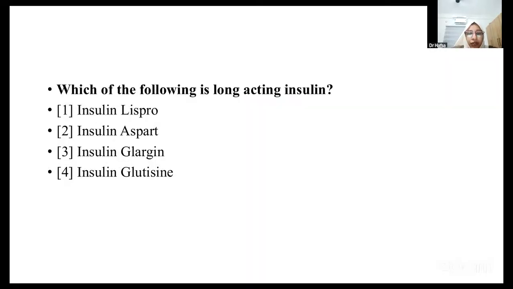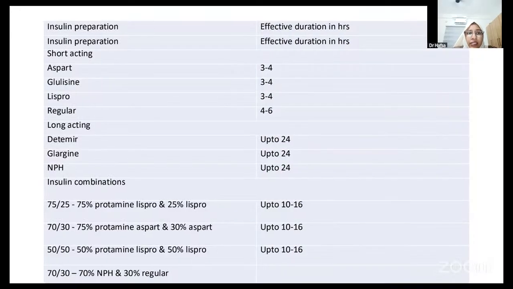Here, I just wanted you to know that the short acting, the medium acting, the long acting, the complications, the combinations, everything is important. So that's why I put a question to make you understand that insulin is an important part. Here the answer is glargine. This is a table from Davidson, which gives you an explanation about which are the long-acting and short-acting insulins.